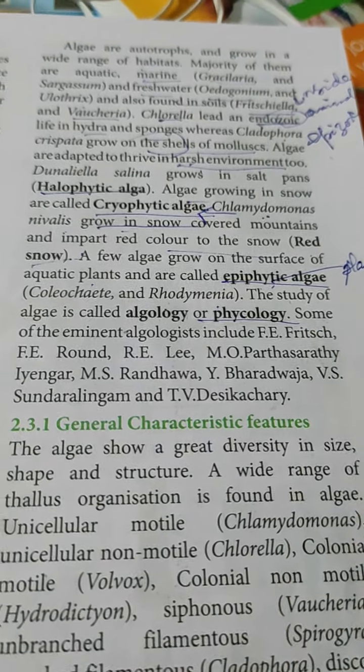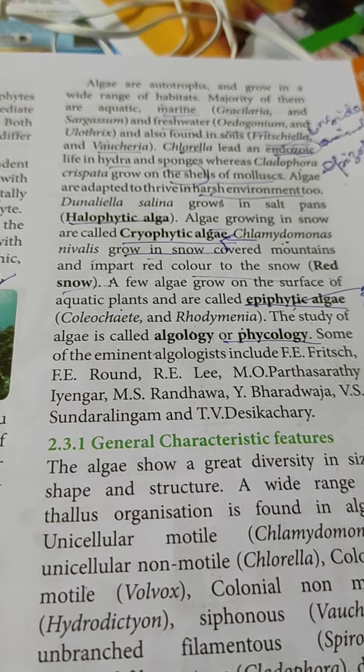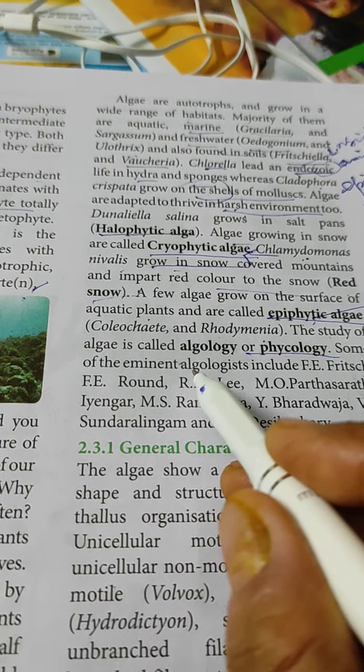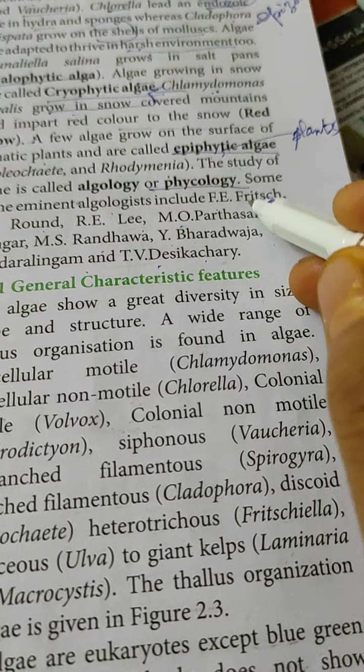Now the study of algae is called phycology. You can say algology. Algology you can keep in your memory. From algae the word will come. But the new word for you, that is called phycology. Some of the eminent algologists or phycologists: F.E. Fritsch, F-R-I-T-S-C-H, F.E. Round, R.N. Lee, M.O.P. Iyengar, M.S. Randhawa, Y. Bharadwaja, V.S. Sundaralingam and Desikachary. So anyone that is green color box, it is given: M.O.P. Iyengar. Keep in your memory. And F.E. Fritsch, he is the very eminent algologist.